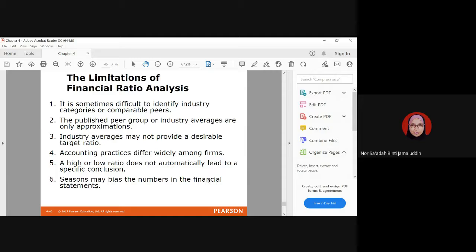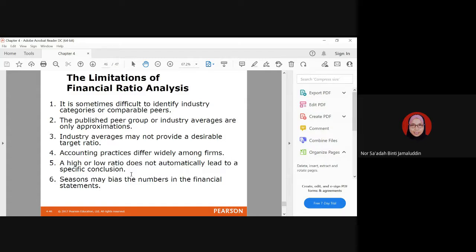Maybe not exactly right, and maybe sebab dia in terms of only approximation. Industry average may not provide a desirable target ratio. Sometimes maybe the company or the industry that we want to compare does not provide their industry average. So maybe it is a limitation of our financial ratio analysis. And then accounting practices differ widely among the firms. Sometimes other firms maybe practice other accounting practices, other accounting standards. So that when we want to do the financial ratio analysis, it may not suit our firm.